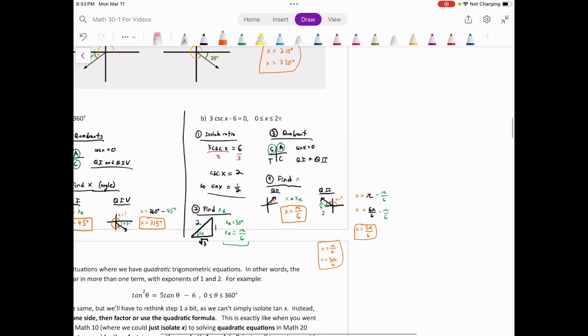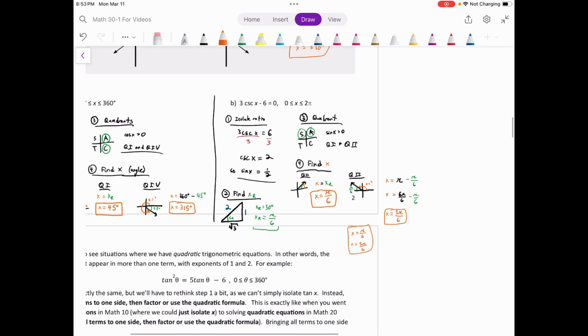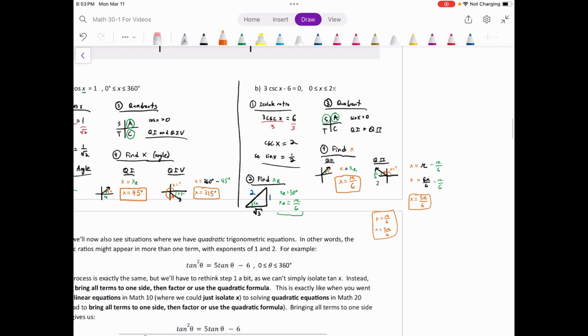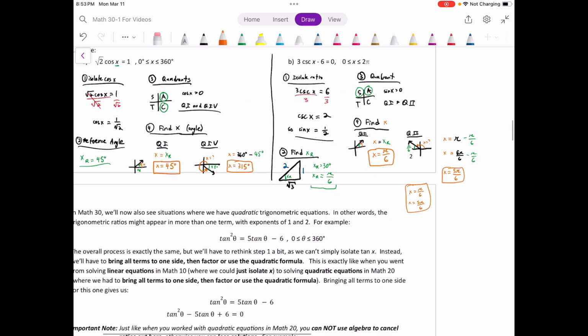All right, and again, we could always check our work. Take that pi over 6, put it in for x here, work that out and see if it's true. See if the left side really does equal the right side. Because if so, that's all we found then. We found the solutions to that equation.